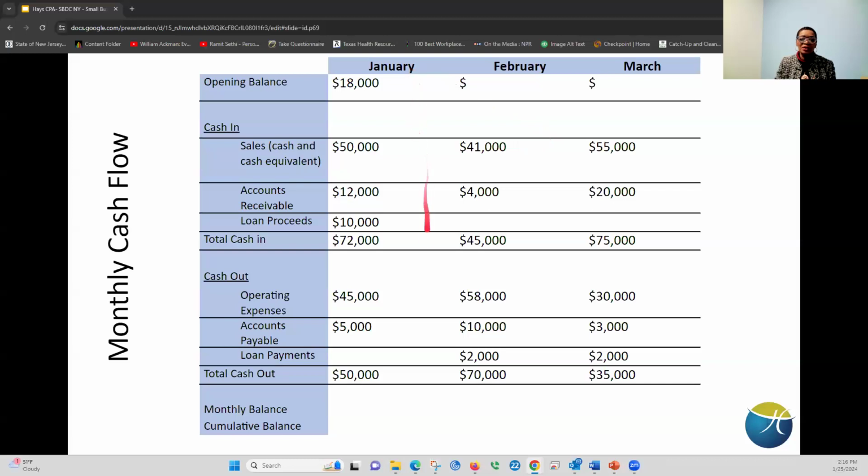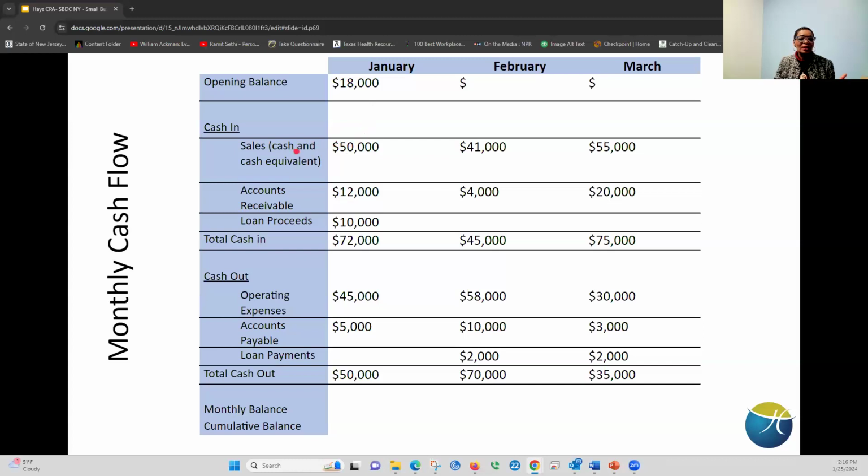And we look at the numbers from January, February, and the month of March. So I just want to explain this to you so that when you do your evaluation, you're able to do this on your own. Our opening balance at the beginning of the year. So this is a business that's, let's say, in its second year of business, right? So they made some money last year and now they have 18,000 in the bank.